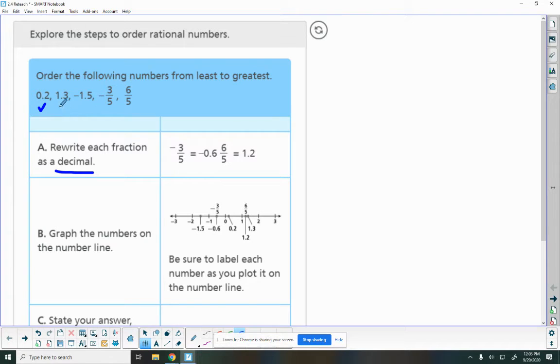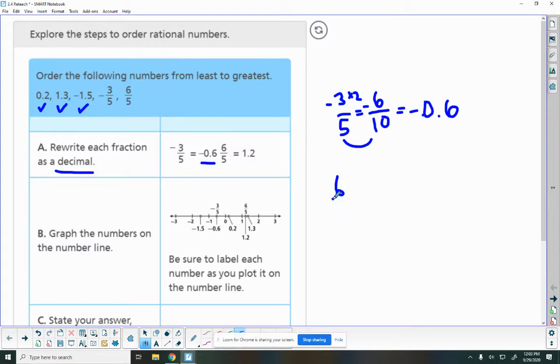So we've already got 2/10, 1 and 3/10, -1 and 5/10. Then we have -3/5. And I know that the best number to use for decimals is 10, like the tenths place. So to get from 5 to 10, we times by 2. Do the same thing to the numerator, 3 times 2, -6/10. So then I have -6/10.